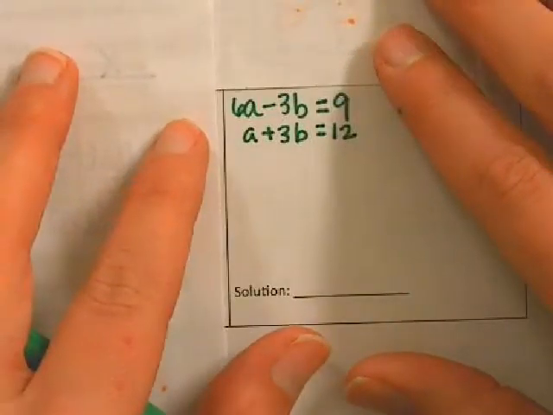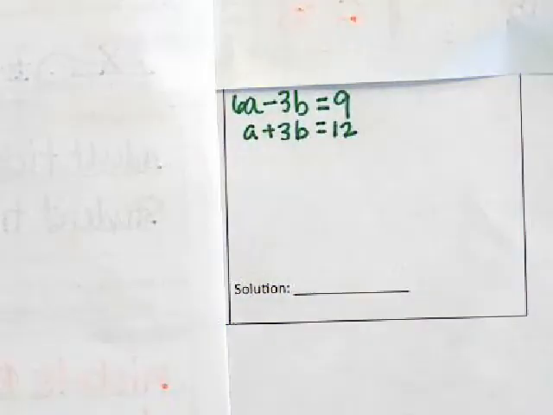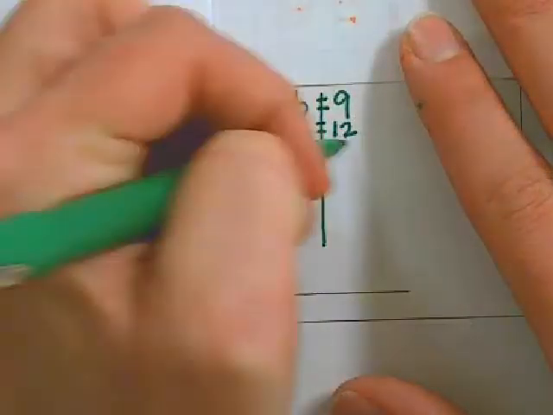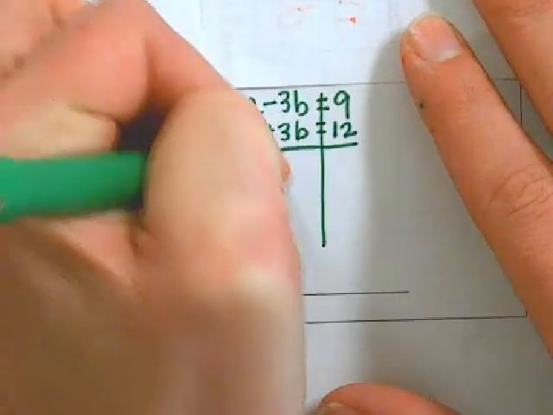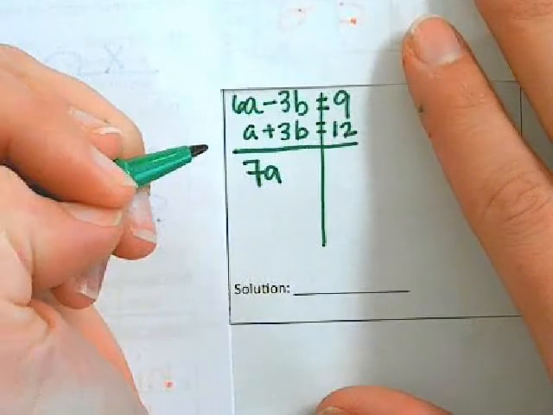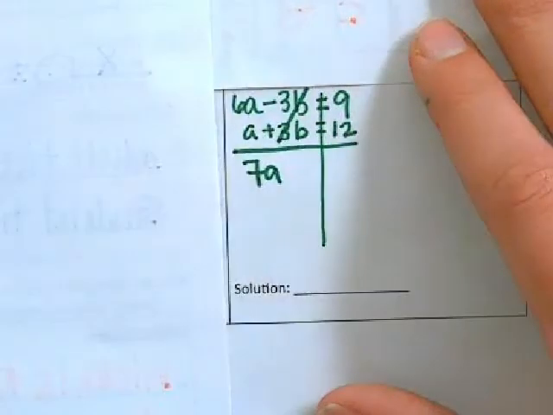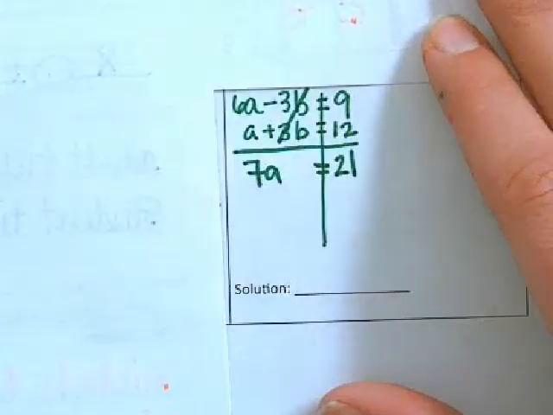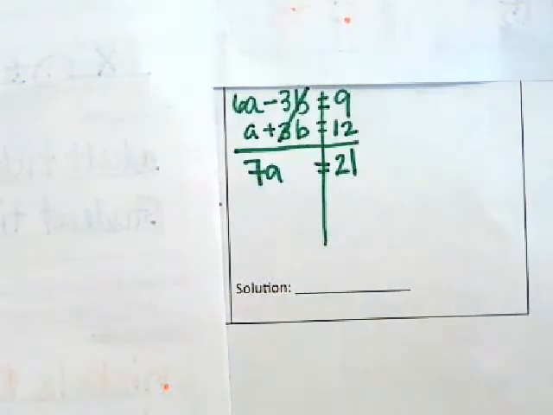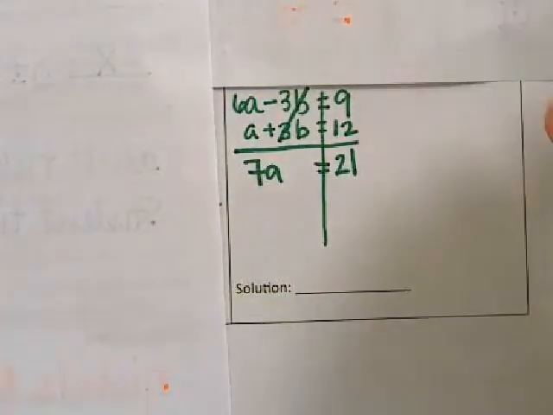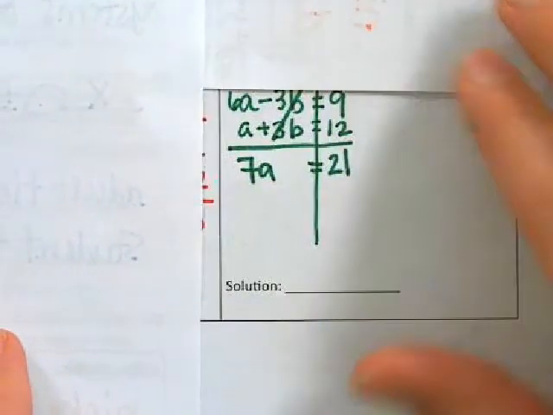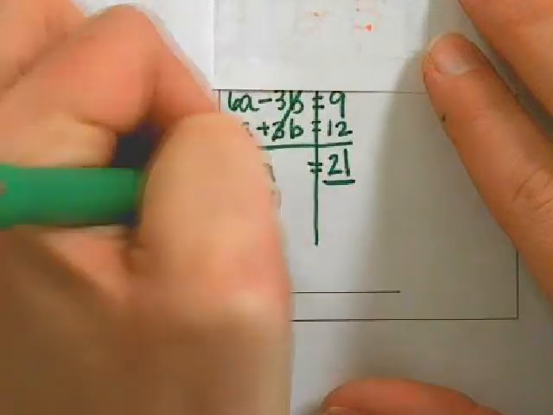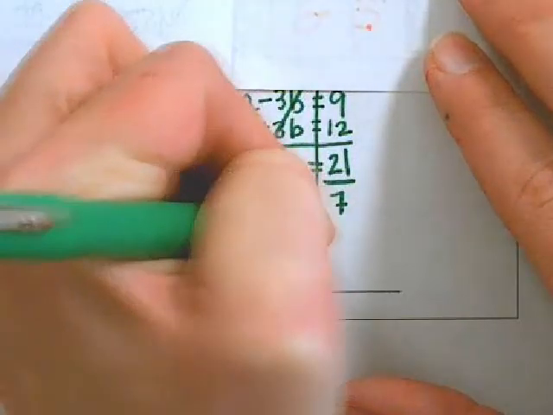All right, here we go. Combine your like terms. 6a and invisible 1a are 7a. Negative 3 plus 3 is 0. 9 plus 12 is 21. The 9 is 3 times 3. Okay. All right, get a by itself. Divide by 7. A equals 3.